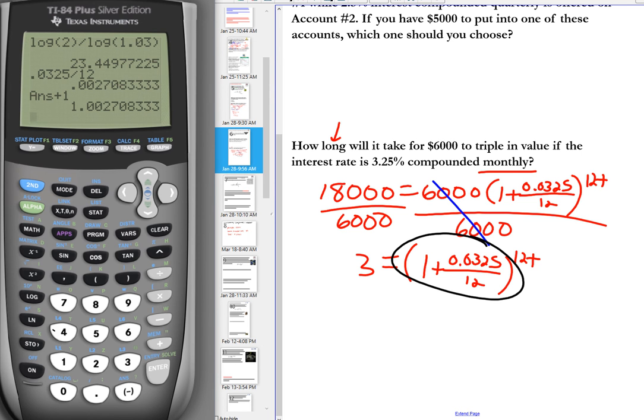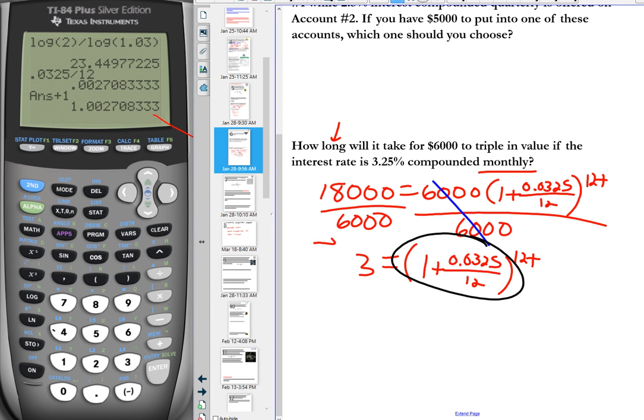So I don't want to round, because if I round, the only way to get this number and move it over here to my paper would be to round, and I don't want to do that because that's going to throw off my final answer.